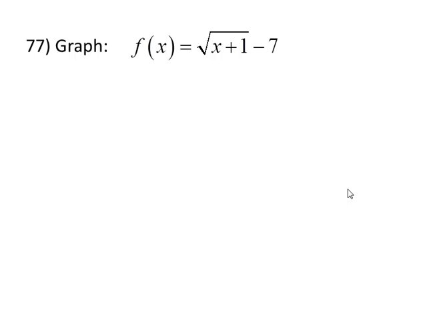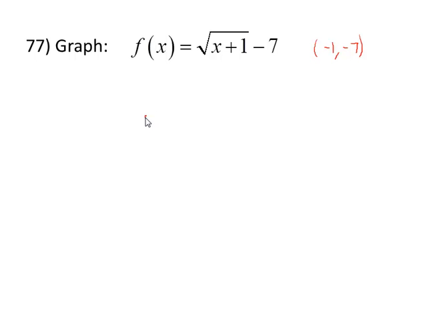Now we have a square root function. h, k here will be -1, -7. -1 causes the radicand to equal 0. -7 is the result at that point.